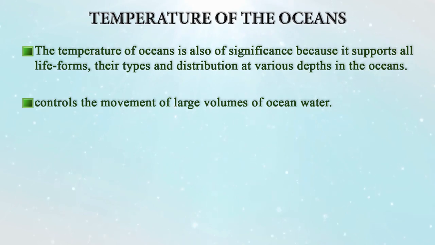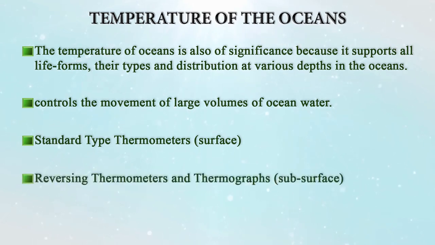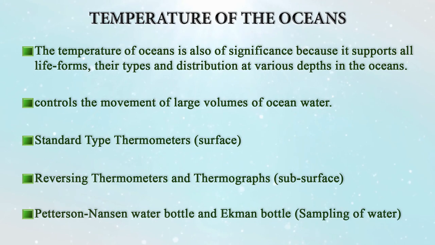And now we should also learn that there are three types of thermometers used for measuring the surface and subsurface temperatures of the oceans. Both temperatures are important for the study of oceans. So, standard type thermometers are used for measuring the surface temperatures, and reversing thermometers or thermographs are used for measuring the subsurface temperatures of the oceans. The water in the oceans is collected through Peterson-Nansen water bottle and Ekman water bottle.